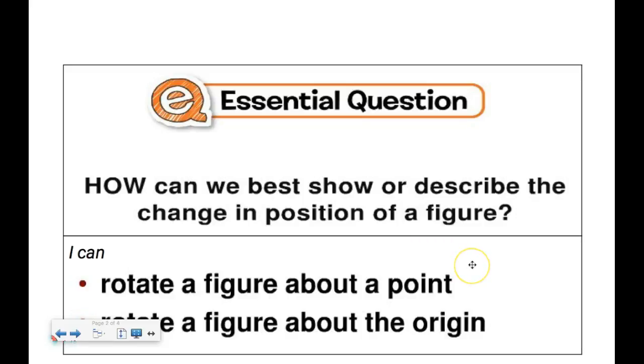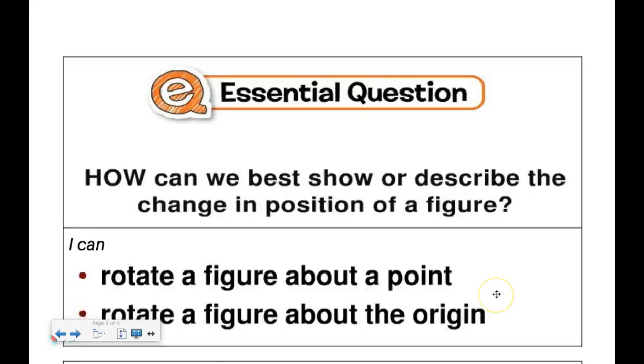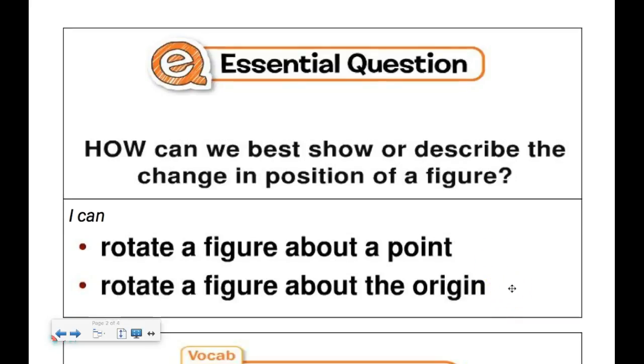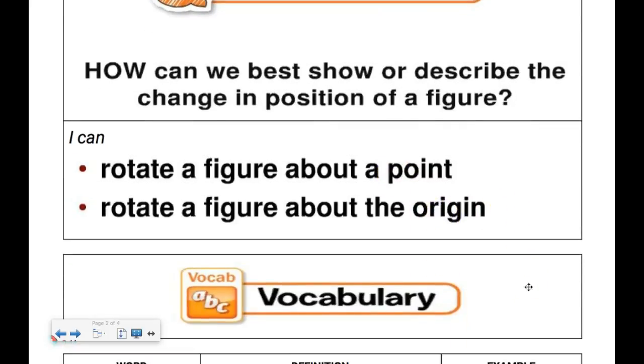So as always, our essential question: how can we best show or describe changes in position of a figure? Today we're looking at rotation. Rotate a figure about a point, in other words a fixed point on the graph, and how to rotate a figure about the origin. So you'll notice that these are both fixed points, and sometimes it'll be a point that is actually on the figure, and sometimes it will not be. It'll be on the origin, and we're going to realize how to do both of those.